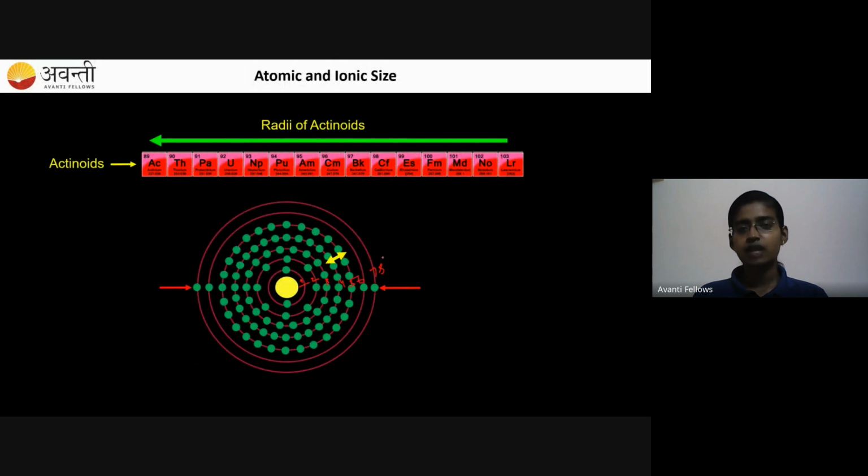So in 7s, we put 2 electrons, right? So these 2 are those 2 electrons. Okay. 7s is 2. Now the distance between 7s, this 6d and 5f, the energy difference between these orbitals is very small. That's why the electron jumps here and there. Okay.